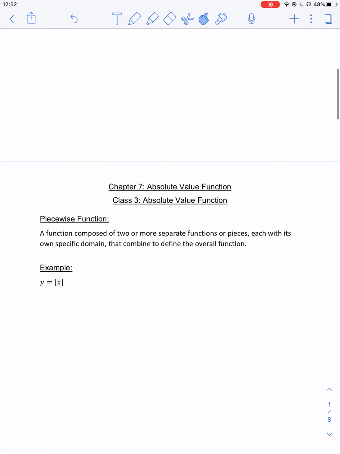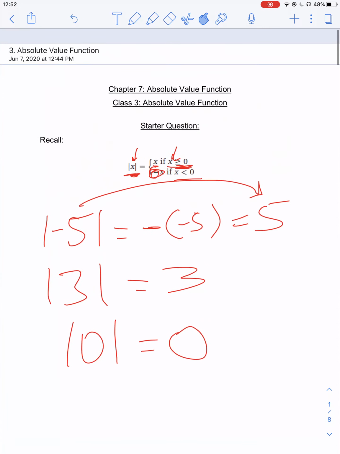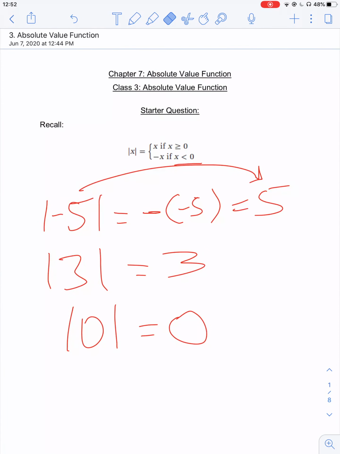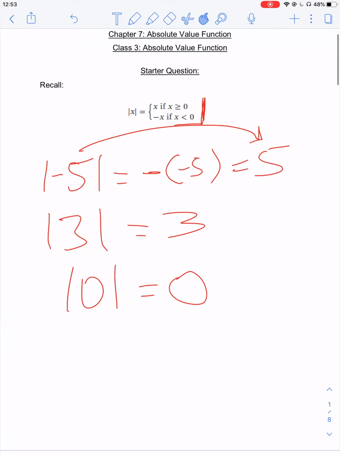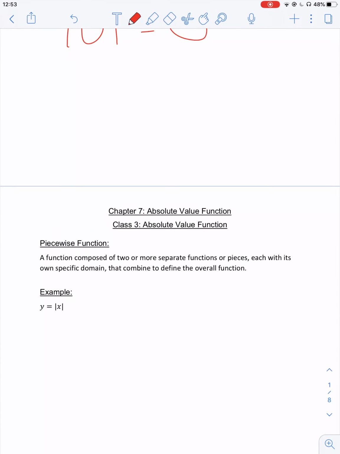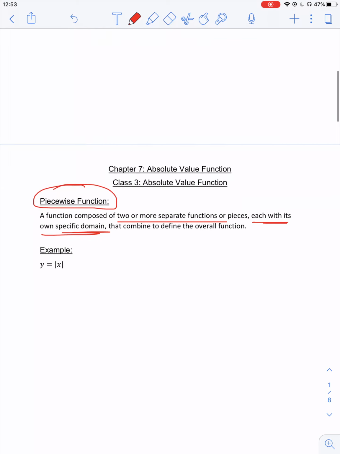Now let's define something. As you can see, this fancy definition of an absolute value, we're going to give this a name. I'm going to introduce this new term called a piecewise function. So, what is a piecewise function? It's a function composed of two or more separate functions. In the case of the absolute value, we have two separate functions, each with its own specific domain, that combine to define the overall function. A perfect example of a piecewise function is the absolute value function.